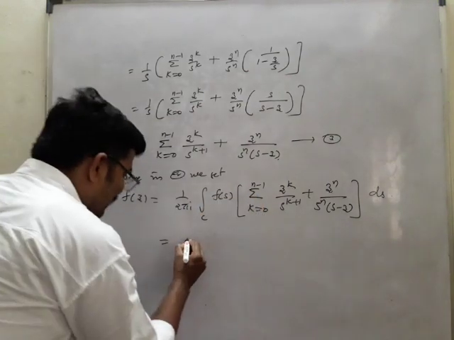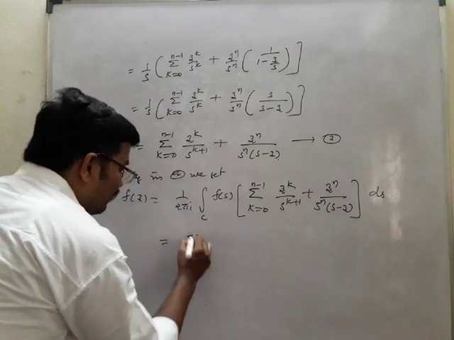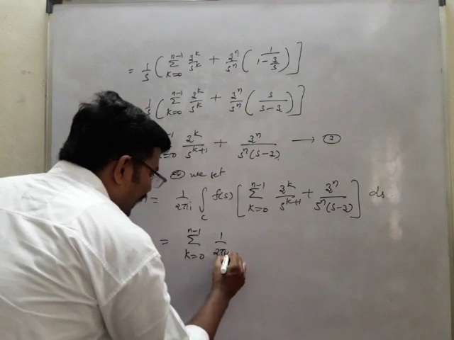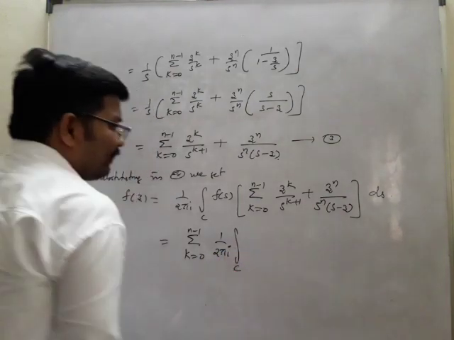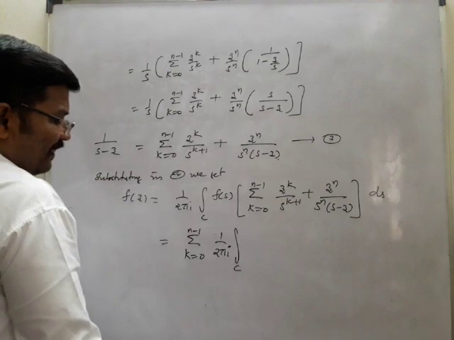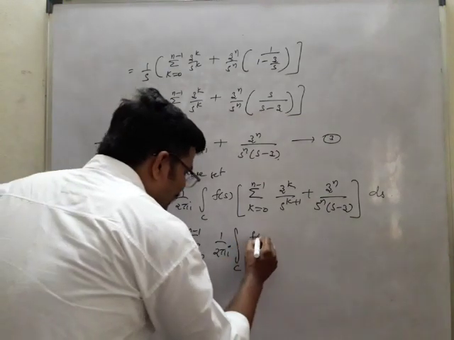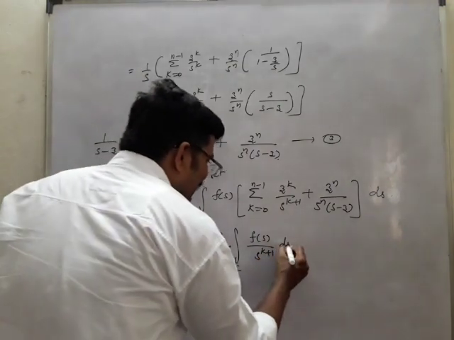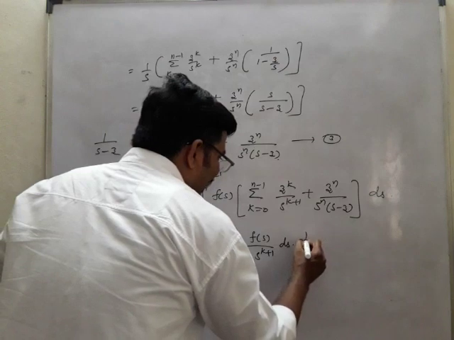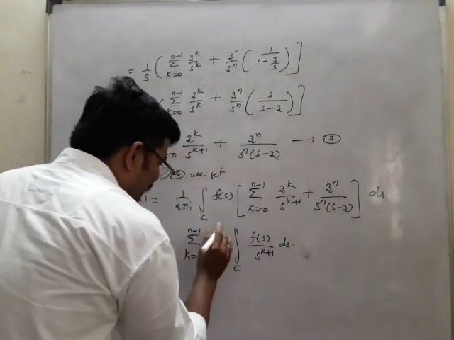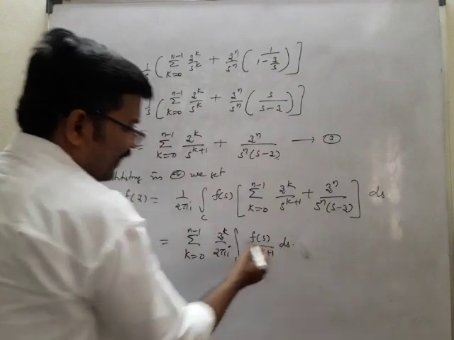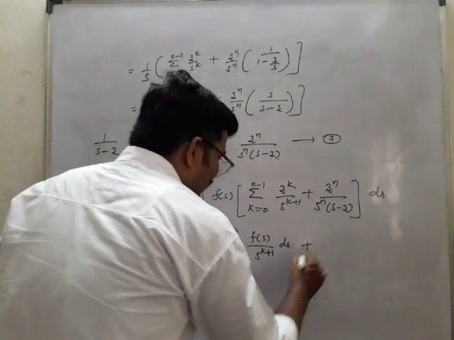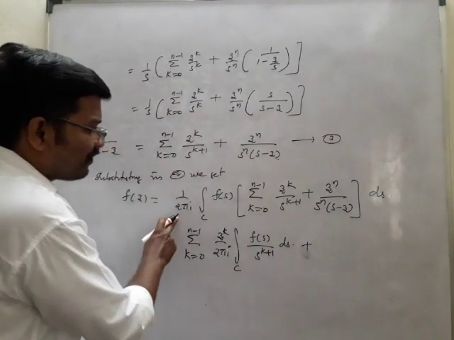Now I'll take this one: summation k equals 0 to n minus 1 of 1 by 2 pi i integral over c. I may write this in the form f of s by s power k plus 1 ds into z power k, or I may write z power k outside, because with respect to ds, z power k is a constant, so I have taken it outside. Okay, ds plus, I have just multiplied this one. Now I should multiply this.